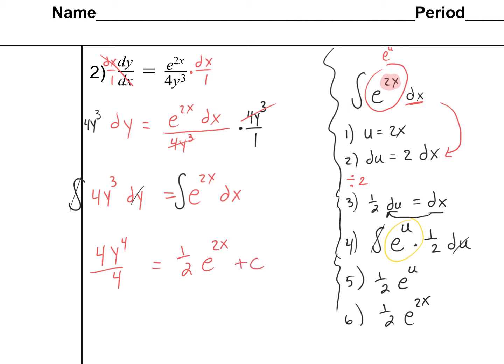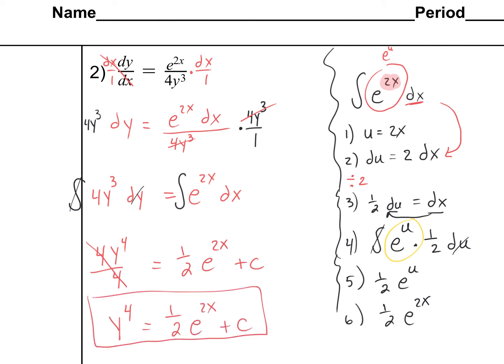Okay, you can simplify this right here, but we have the term with y in it all by itself. So y to the 4th is equal to 1/2 e to the 2x plus c. And there you have it. Final, best, full credit differential equation answer.